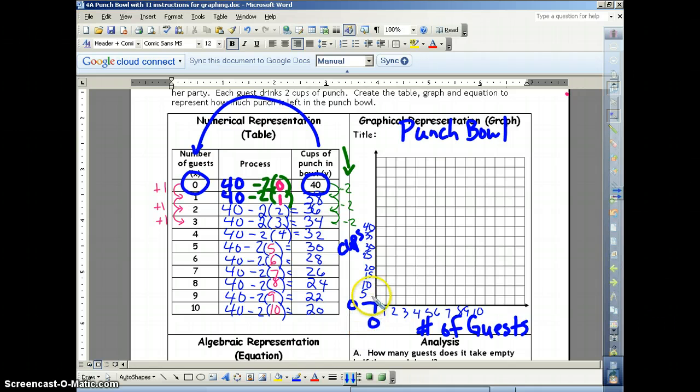When your x value is 0, your y value is what? It's 40. Your first dot shows up right there. When your x value is 1, your y value is what? 38. That's about right there. And when you're done, let's talk about whether you connect the dots or not. Don't connect the dots until we talk about it, okay? Sometimes you connect the dots and sometimes you don't. All right? This is where I'm going to end the video because I want you guys to do the rest on your own. Good luck!